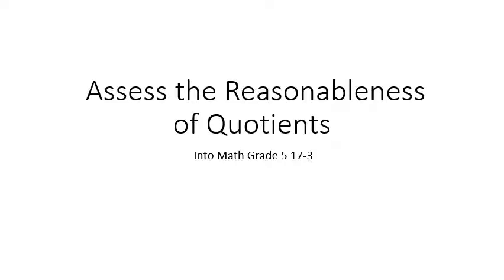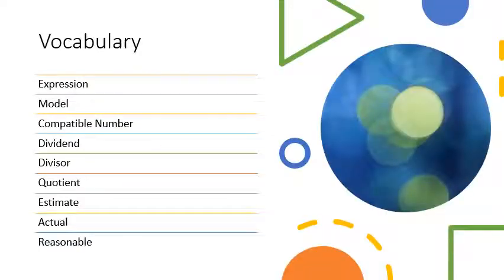Today we're going to take a look at how to decide if a quotient in a division problem is reasonable. Does the answer make sense? This is really important when you're thinking about decimal division. The vocabulary we're going to explore today include the following words: expression, model, compatible number, dividend, divisor, quotient, estimate, actual, and reasonable.